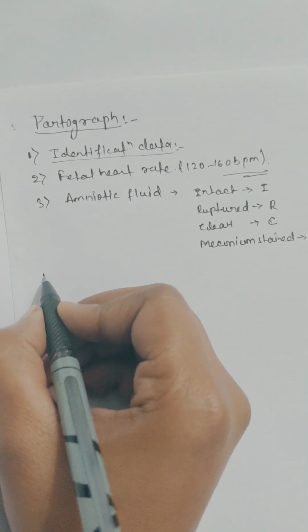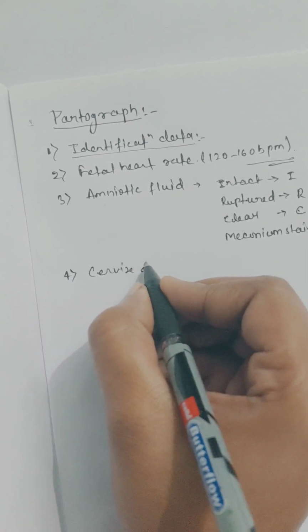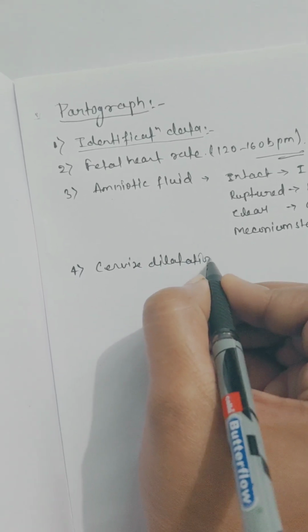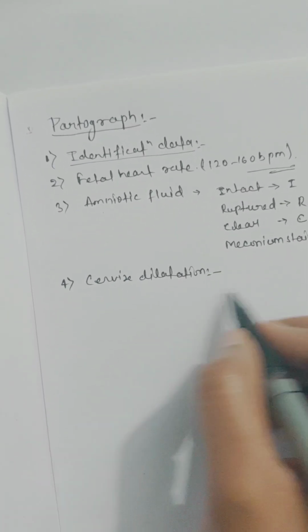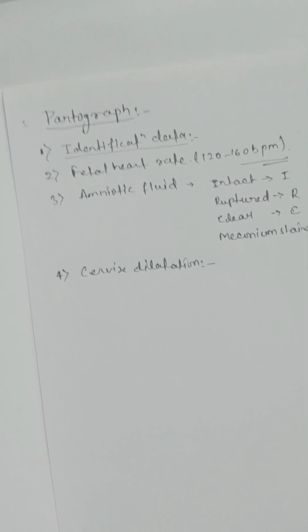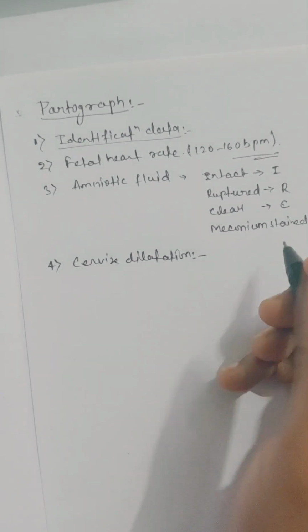The next one which we have to denote in the partograph is the cervix dilatation. Cervix dilatation is plotted on an XY-like graph. Okay, we will see that in the next video. We will fill the simplified partograph with an example. Firstly, we have to know the basic things, then we are going to fill it.